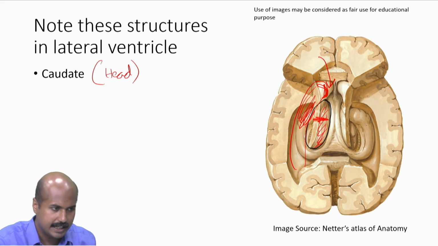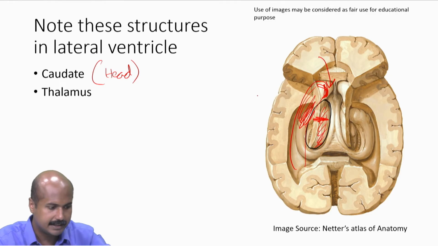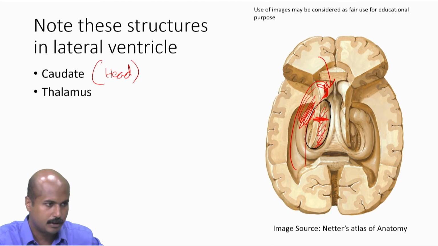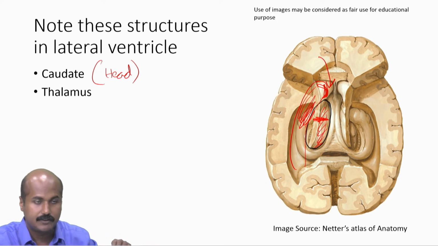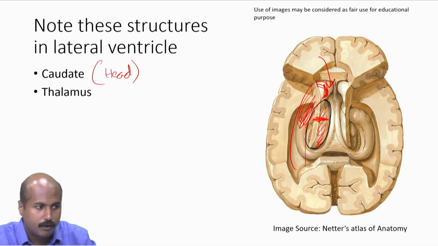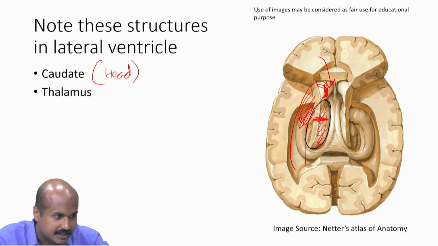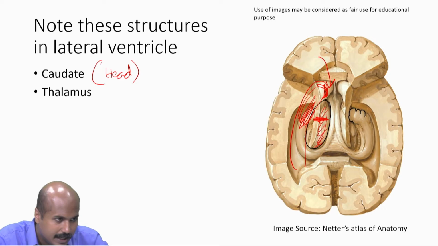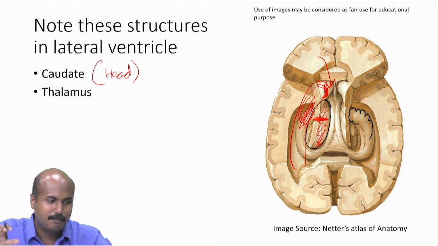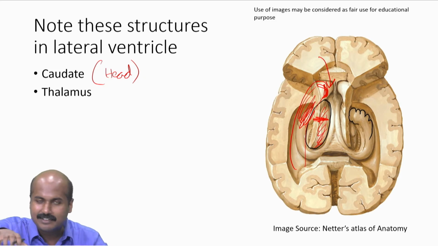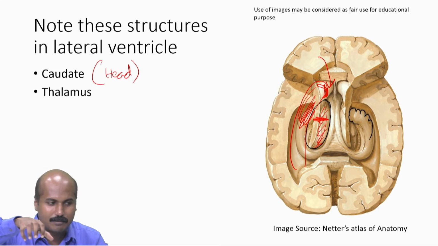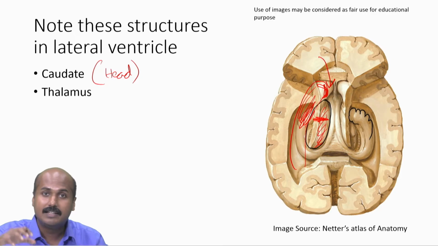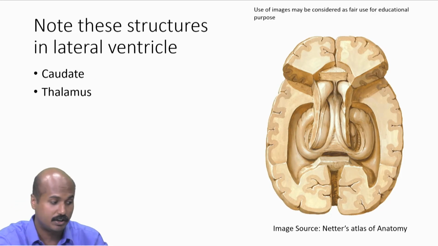Okay, now if you look at the inferior horn, you can see another structure. Okay, so I mentioned the caudate and the thalamus. Now if you look at the inferior horn in the floor, you can see this structure. I want you to have a look at this structure, which almost looks like the paws of a lion or the paws of a cat. It looks almost like that, and that is called the hippocampus. This structure is called the hippocampus.